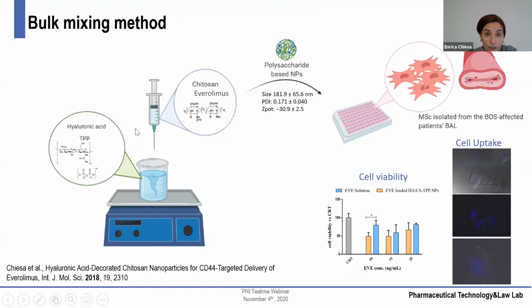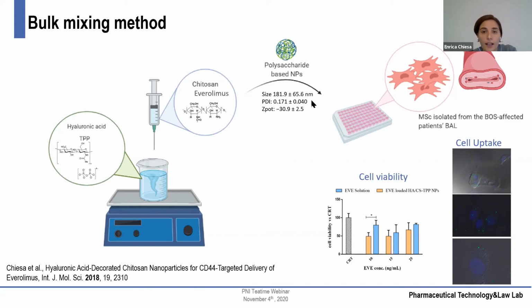First, we set up a conventional bulk mixing method by adding dropwise a chitosan solution at constant flow rate with a proper needle into a mixture of hyaluronic acid and TPP. The system was under magnetic stirring, and the magnetic stirring was maintained to allow the nanoparticle stabilization. The optimized preparation protocol allowed us to obtain nanoparticles with a size below 200 nanometers, good polydispersity index, and negative zeta potential, ensuring the hyaluronic acid deposition onto the nanoparticle surface.